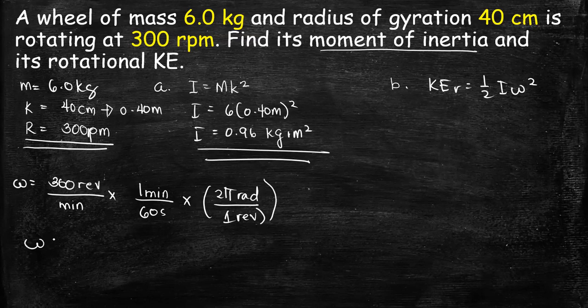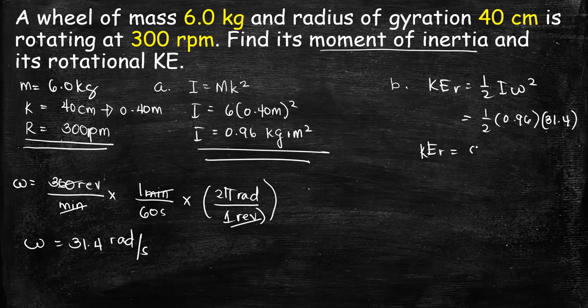Okay? So, cancellation method tayo. So, the omega or the angular velocity would be equal to 31.4 rad per second. So, yun yung gagamitin natin dito sa ating equation to get the rotational kinetic energy. So 1/2, ang moment of inertia natin, yung na-calculate natin kanina, 0.96. Okay, ang angular velocity natin would be 31.4. So KER is equals to 0.47 kilojoules. Or KER is equals to 0.47 times 10 raised to positive 3 joules. Okay, so that is for our first problem.